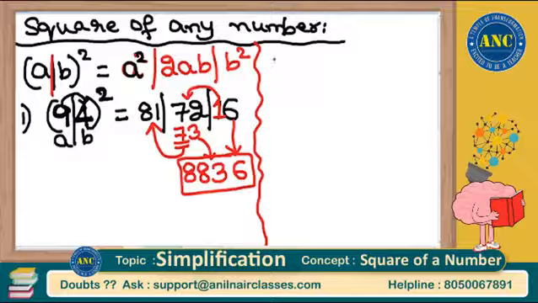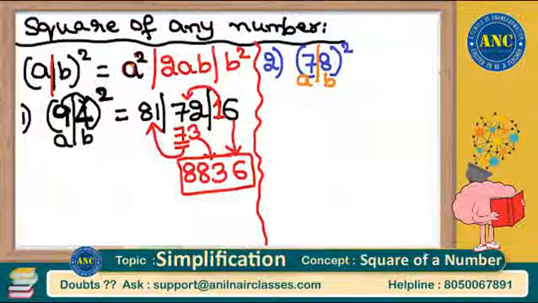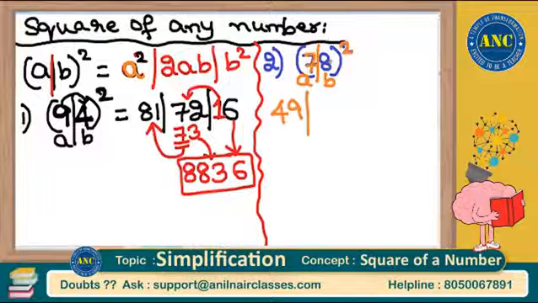Listen carefully. Suppose, for example, I will take another 2-digit number, 78 square. Take any number, whatever comes to your mind. Split this 78 as a and b. A value is 7, b value is 8. Substitute. A square is 7 square, 49. 2ab: 2 into 7 into 8. 7 into 8 is 56. 56 into 2 is 112.